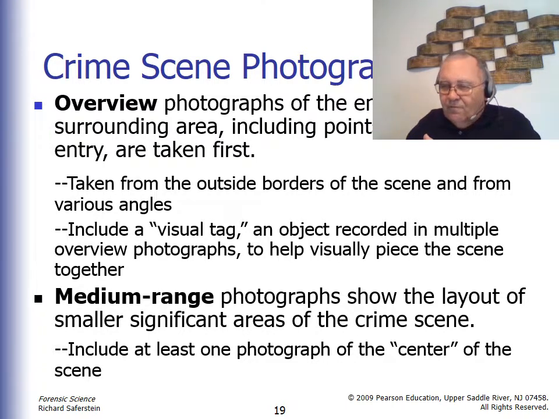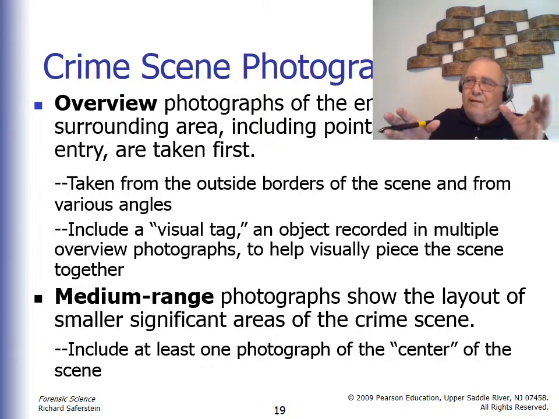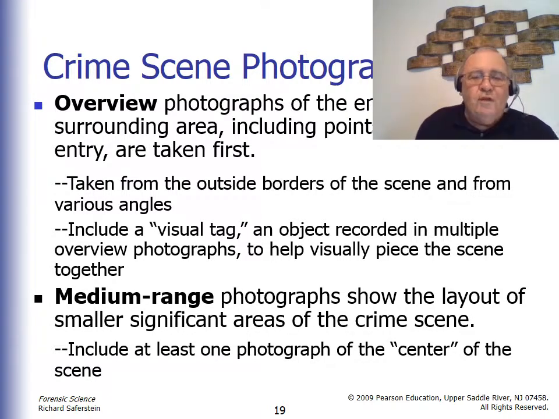And then when you get to where the scene of the crime is, let's say the body is laying in the kitchen, you're going to do the medium range photographs of the kitchen itself before you start moving in and taking pictures of items of evidence on the scene. And an item of evidence is also the deceased body.